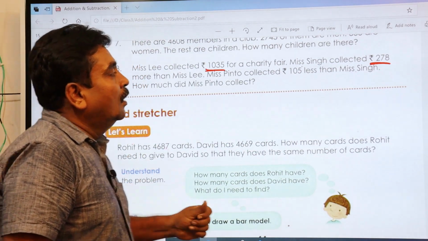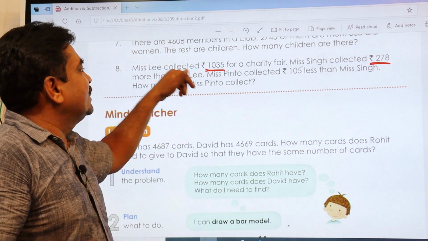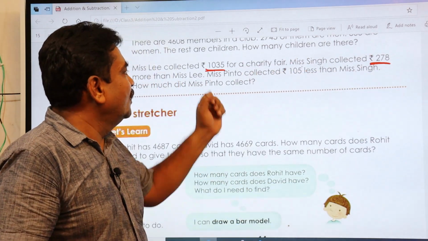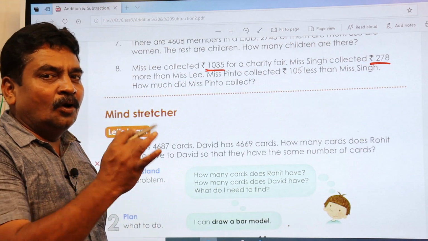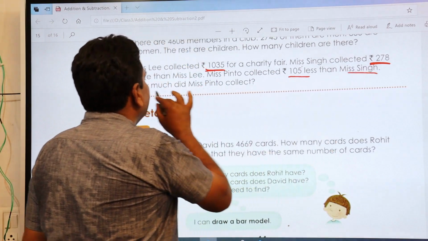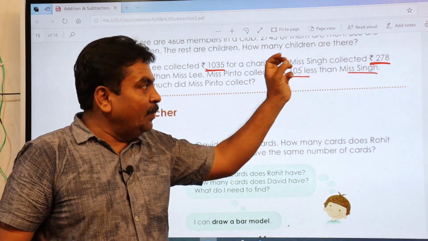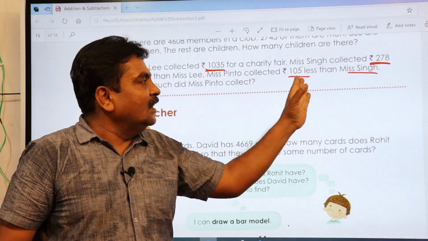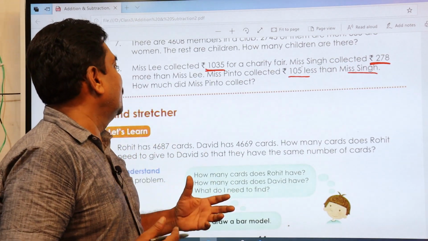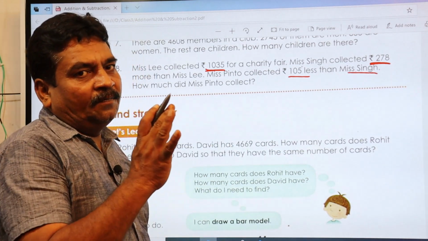Okay, so Miss Singh has collected 278 more than Miss Lee, that is 1035 plus 278 is actual collection of Miss Singh. There is one more person here. Miss Pinto collected 105 less than Miss Singh. So how much has Miss Singh collected? Compared to that value, Miss Pinto has collected 105 rupees less. So how are you going to get how much Pinto has collected? How much did Miss Pinto collect? This is the question.